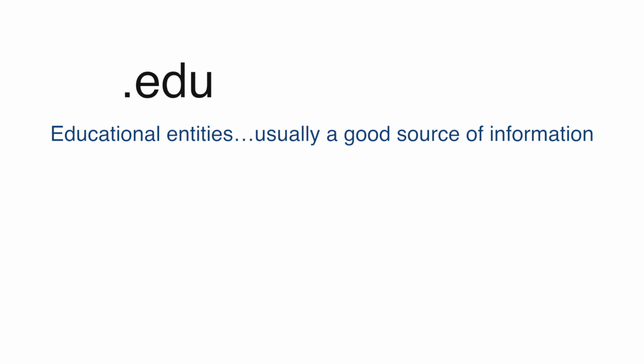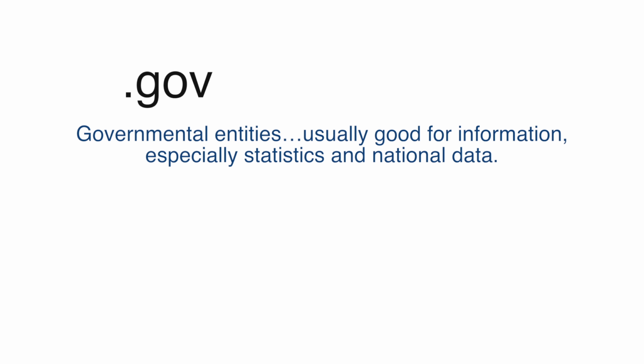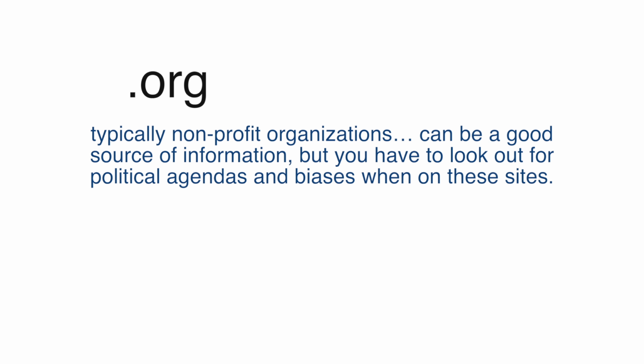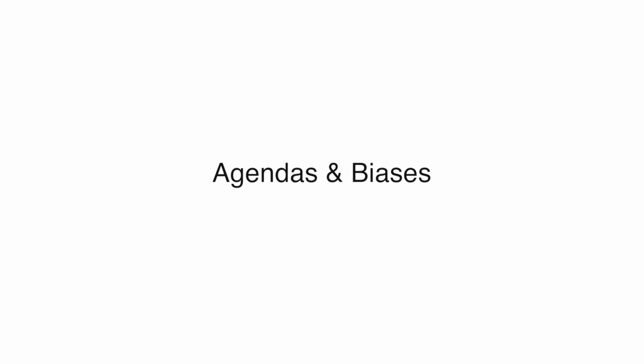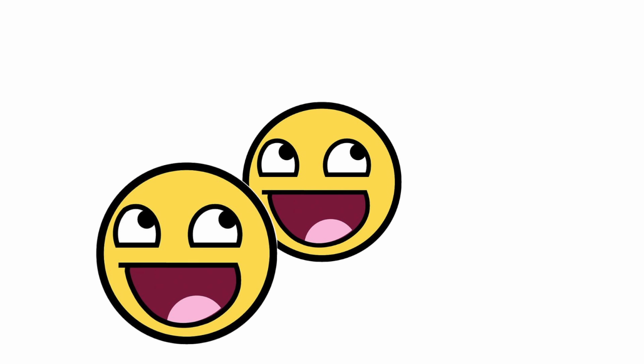For instance, .edu websites, those are educational websites. They're usually a good source of information. .gov are government websites, usually good, especially for statistical information. And .org are typically nonprofit organization websites done as a sort of public service. But with .org websites, you have to keep an eye out for agendas and biases, because that's where they will start to pop up. They're pretty much everywhere.